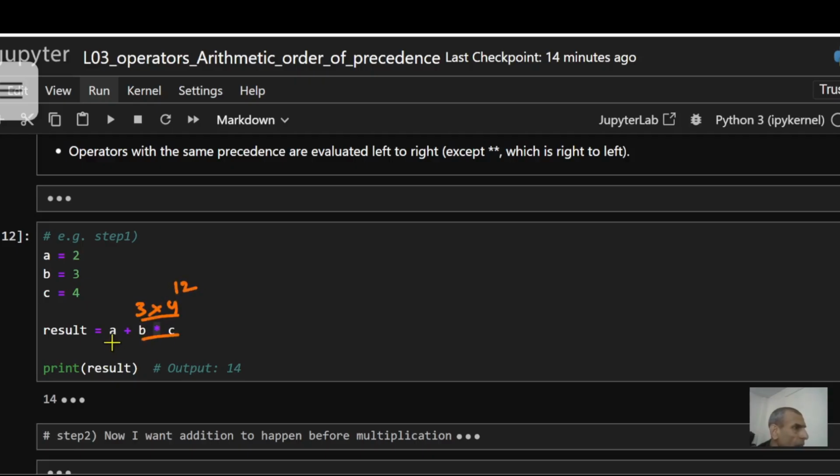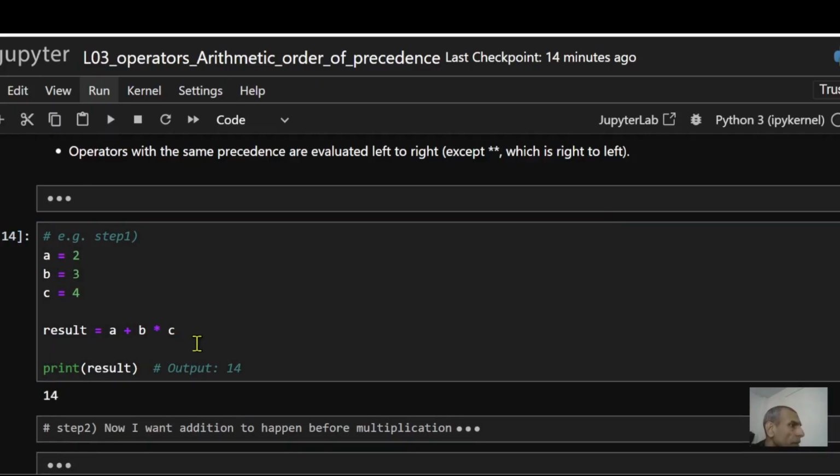Python has evaluated this. Now it's going to do addition after this. So 12 plus a. a is 2. So 2 plus 12 and the answer is 14. So when you run this, Python is going to produce an output of 14. Let me come over here. All right, run this. And there you go, 14.